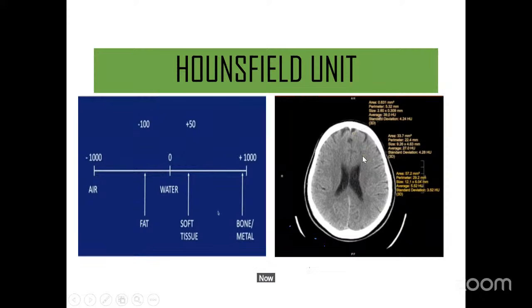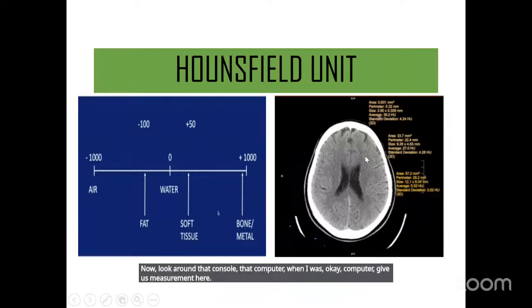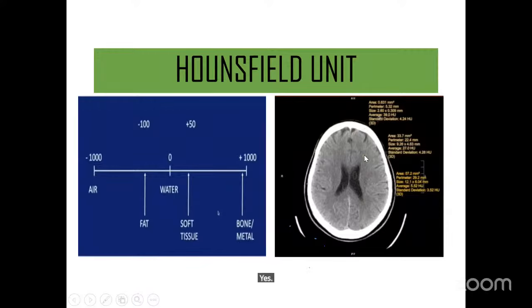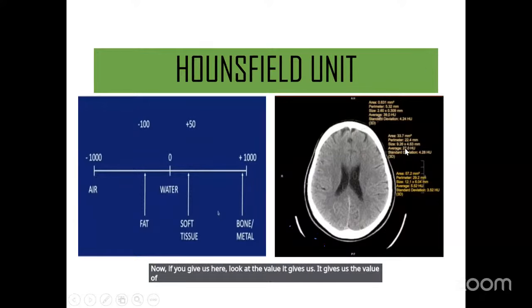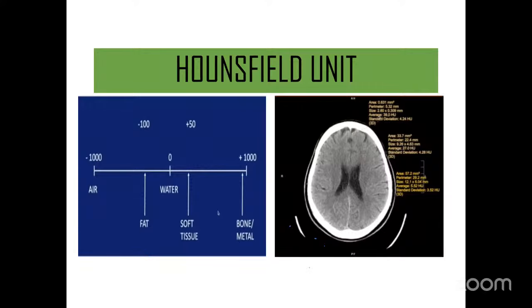Now, look at another cursor. The computer will now say, okay, computer, give us the measurement here. Are we together? Now, if it gives us here, look at the value it gives us. It gives us a value of 27. Can you see it? 27 HU. And this area is a region of what?